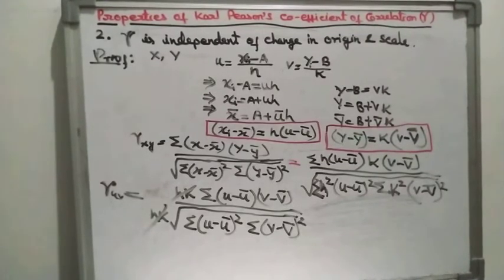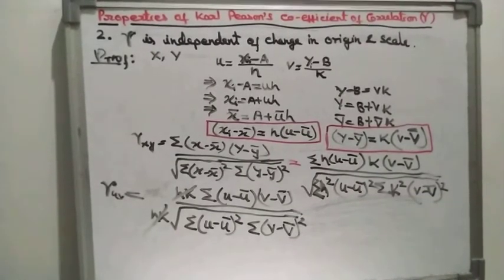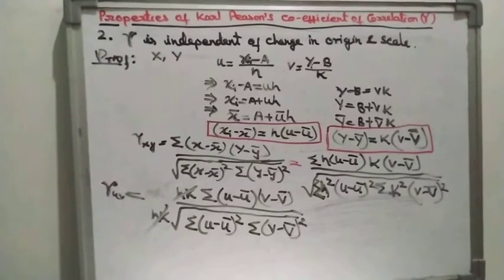It doesn't matter how much scale or origin you have changed, whatever be the r of xy value, the same value you will get when you find r of uv. That means there is no change in the formula also, same formula, no need to multiply by h or k, or add a or b, no need to do that. So we can say rho is independent of change of origin and scale.